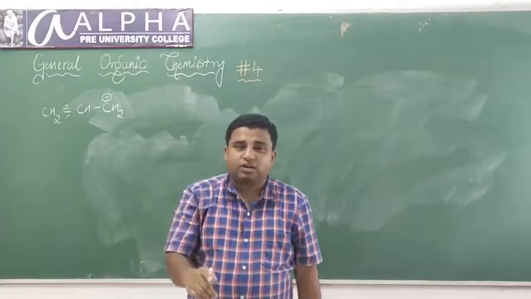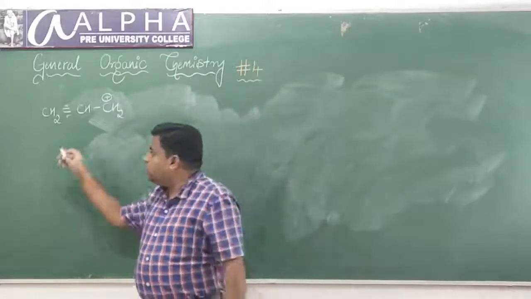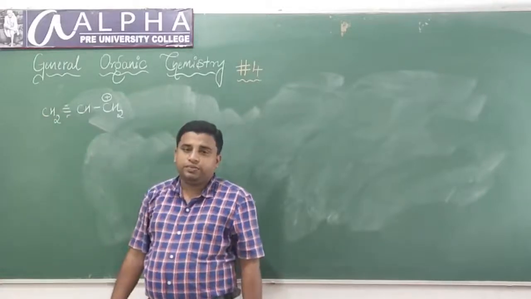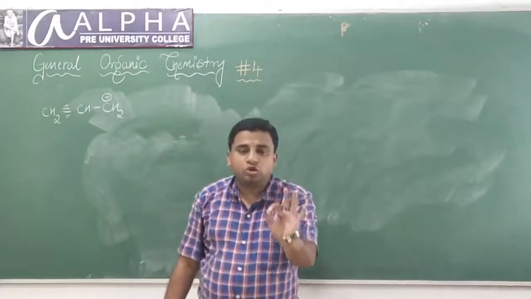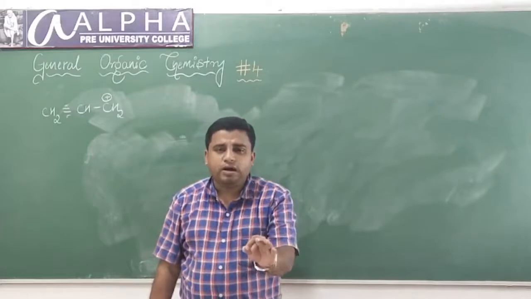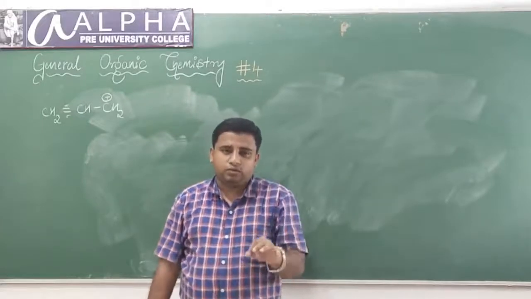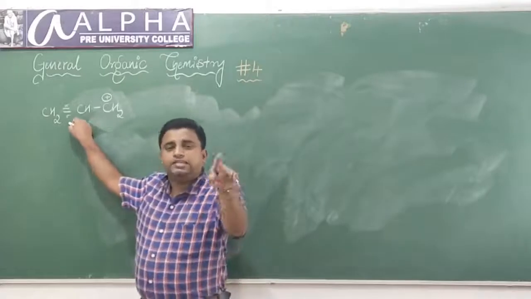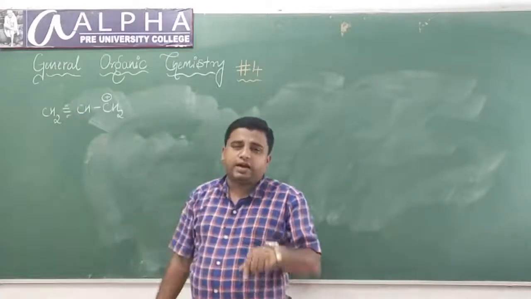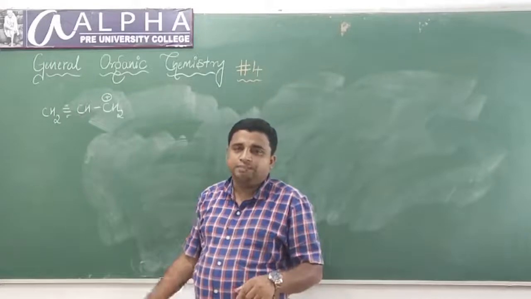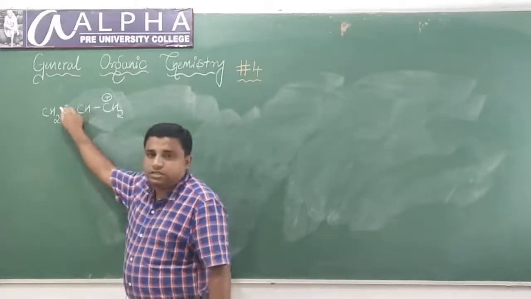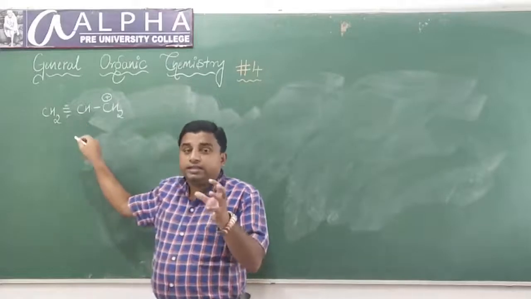The pi electrons are loosely held between the shared pair of atoms. Please note this point: sigma bond will be a strong bond, pi bond is going to be a weak bond. What does sigma bond consist of? Sigma electrons. And what does pi bond consist of? Pi electrons.